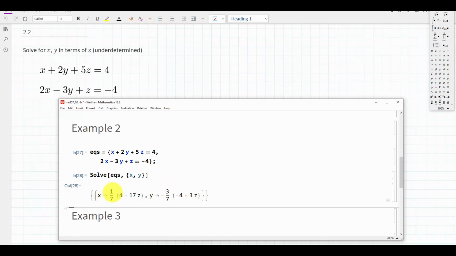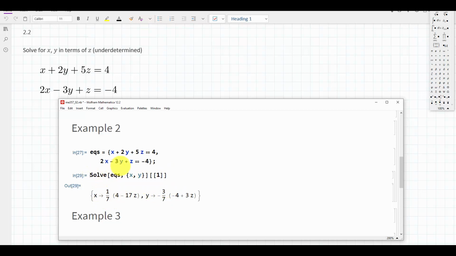X equals, now again, it's trying to have it as exact an answer as possible, so this 1/7 times (4 minus 17z). So z is on the right-hand side. That's okay. Since there's only one solution, I can make this look a little bit nicer. And a y equals equation: y equals negative 3/7 times (negative 4 plus 3z). So z is on the right-hand side with constants, but x and y are by themselves.